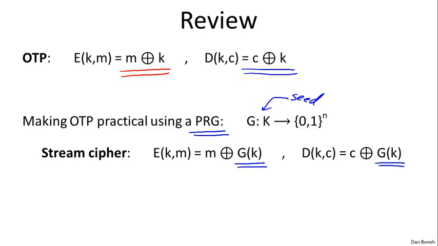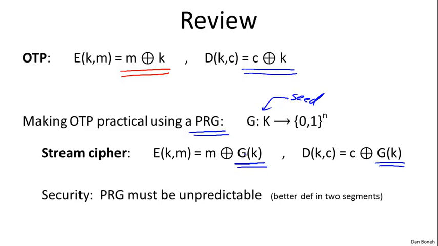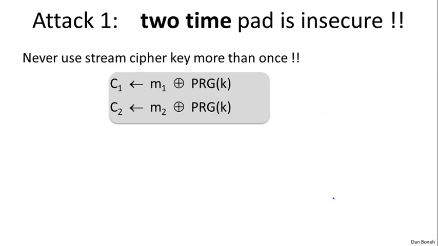We said now that security no longer relies on perfect secrecy because stream ciphers cannot be perfectly secure. Instead, security relies on properties of the pseudorandom generator. And we said that the pseudorandom generator essentially needs to be unpredictable. But in fact, it turns out that definition is a little bit hard to work with, and we're going to see a better definition of security for PRGs in about 2 segments. But in this segment, we're going to talk about attacks on the one-time pad.